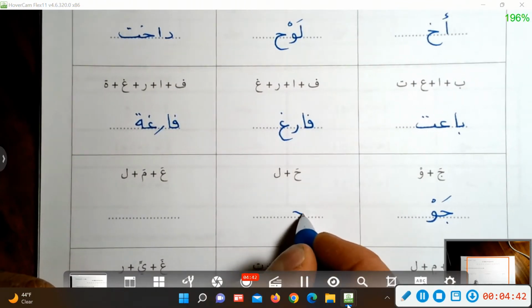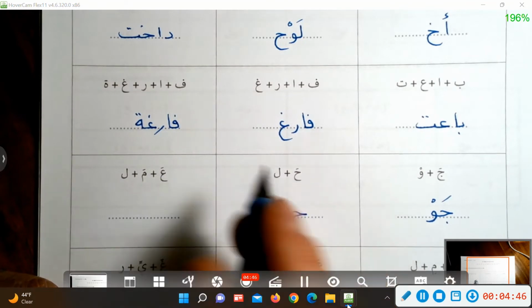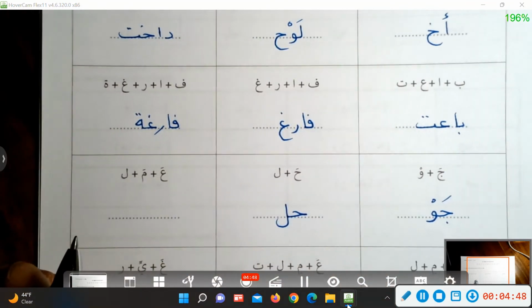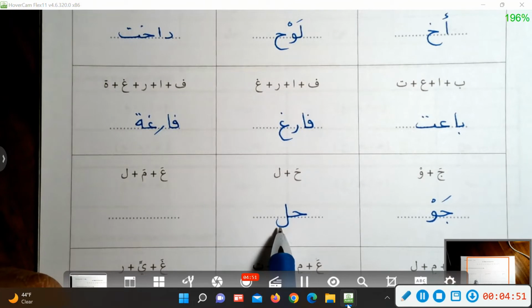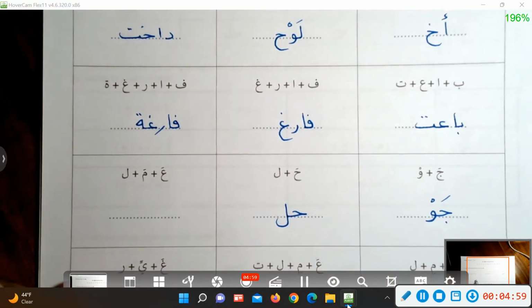Hal. Ha. Exactly like Jim. Connects to whatever comes after it, like every other letter. And Lam here, because it's the last letter in the word, it goes under the line. Hal.